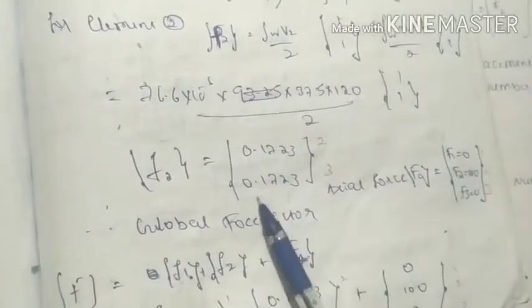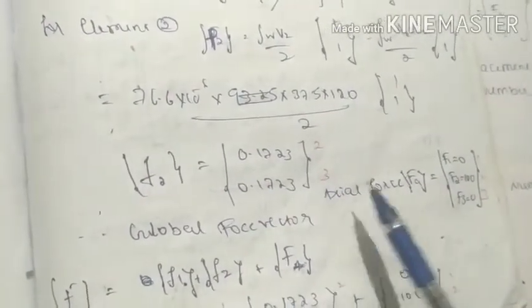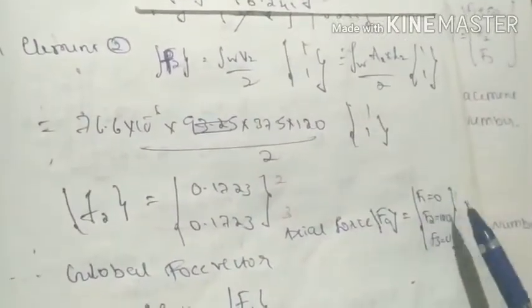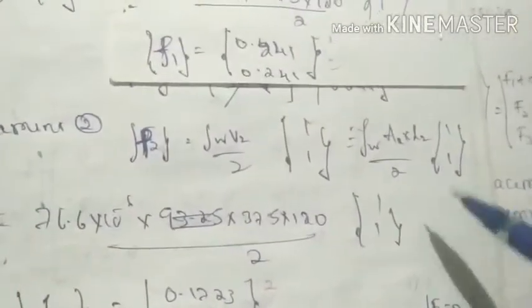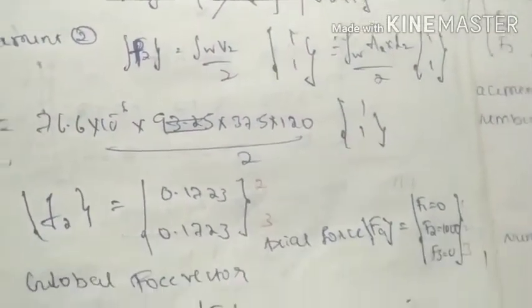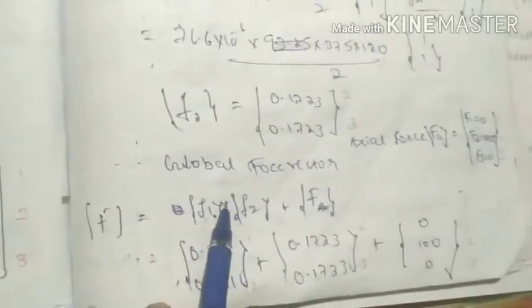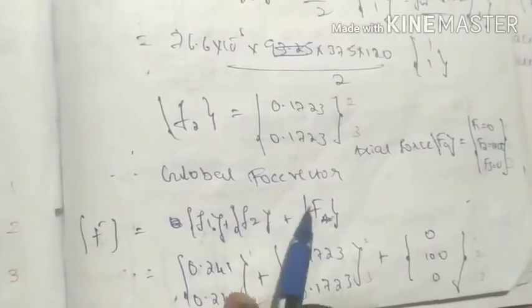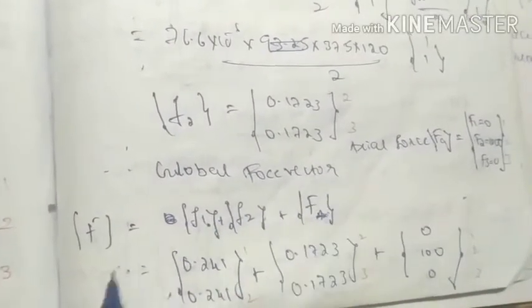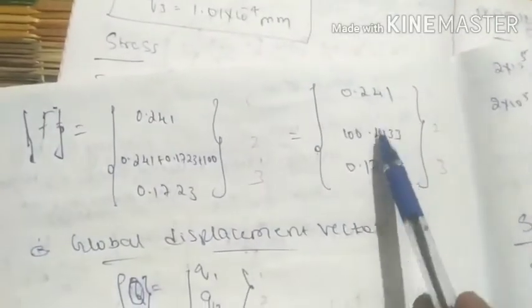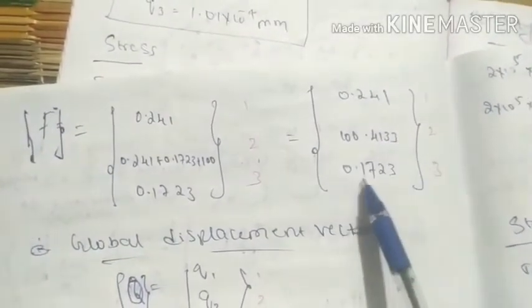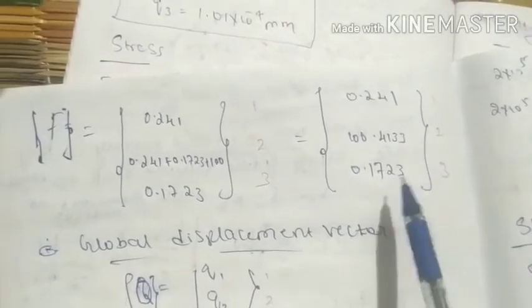Now there is one more load, the axial force. Therefore we need to find the axial force vector F1, F2, F3. F1 and F3 are 0, and F2 is acting at the point, 1000 Newton. Now finally the global vector becomes F1 plus F2 plus axial, the sum of body force plus axial. Add these three. Similarly to the assembly of the stiffness matrix, the global force vector becomes 0.241, 1000.413, plus 0.1723. So this one.